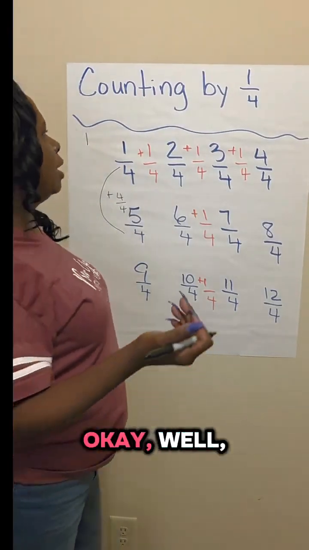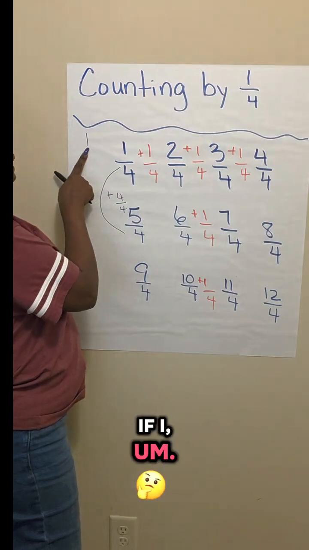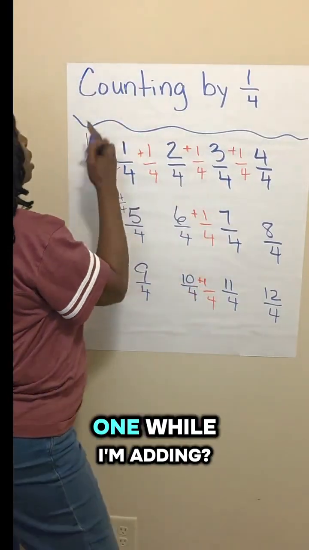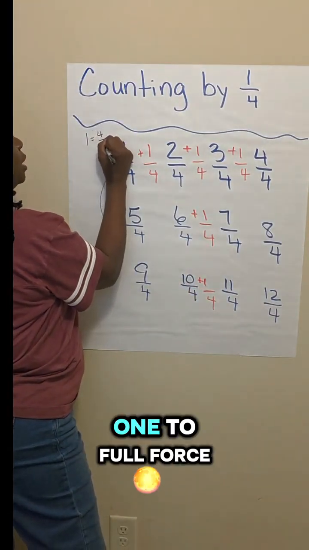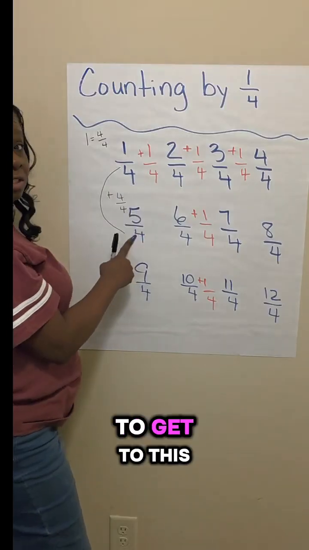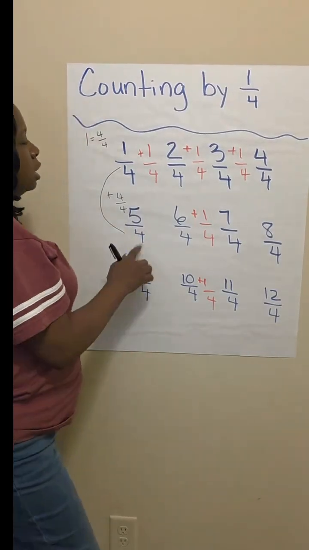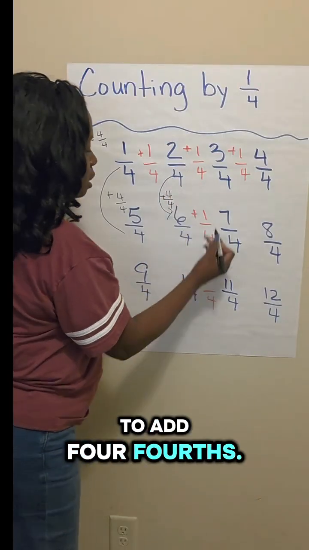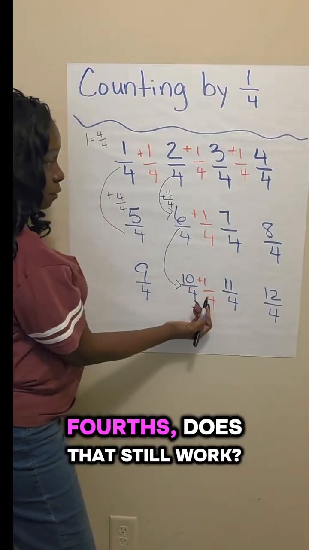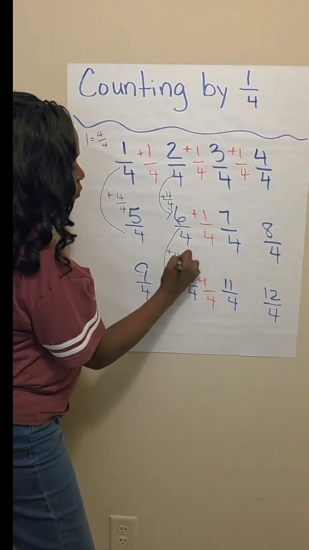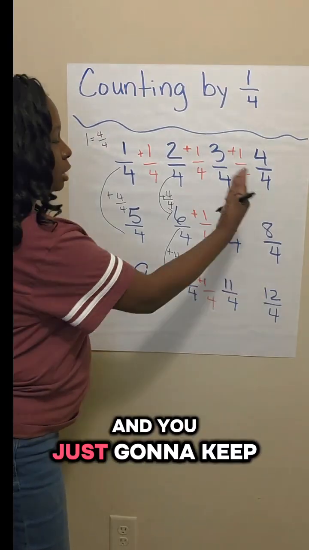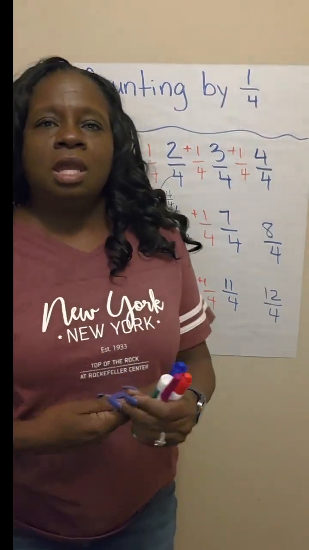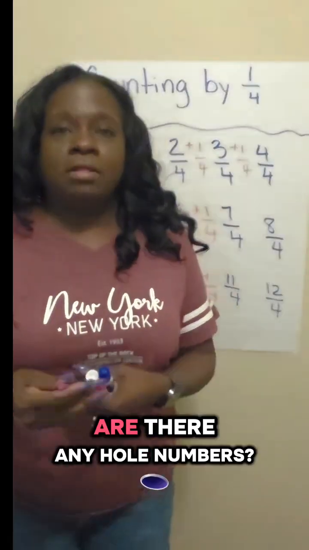Keep questioning them. Okay, well, can I rename this? Because right now I'm counting in fractional units. Can I rename that 1? Well, I'm going to rename that 1 to 4/4 to get to this fraction of 5/4. So from 2/4 to 6/4, same thing. I'm going to add 4/4. When I go from 6/4 to 10/4, does that still work? And you're just going to keep on going to show what happens when you go from one row to the next.